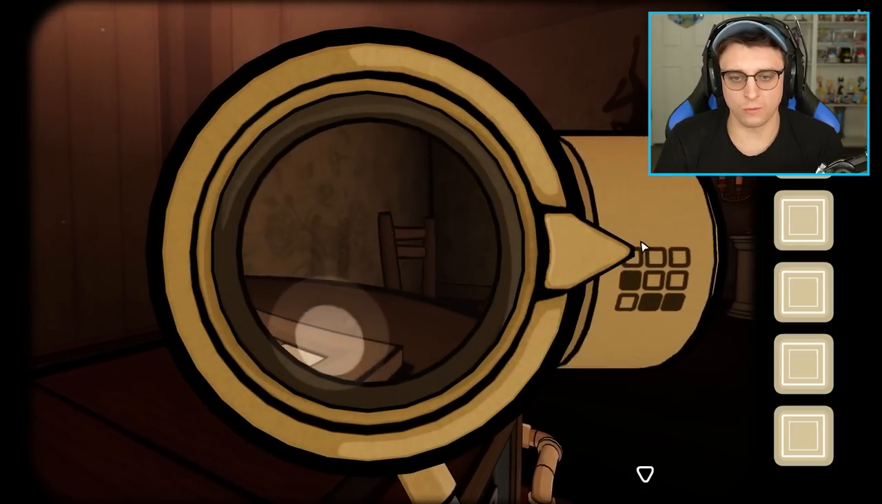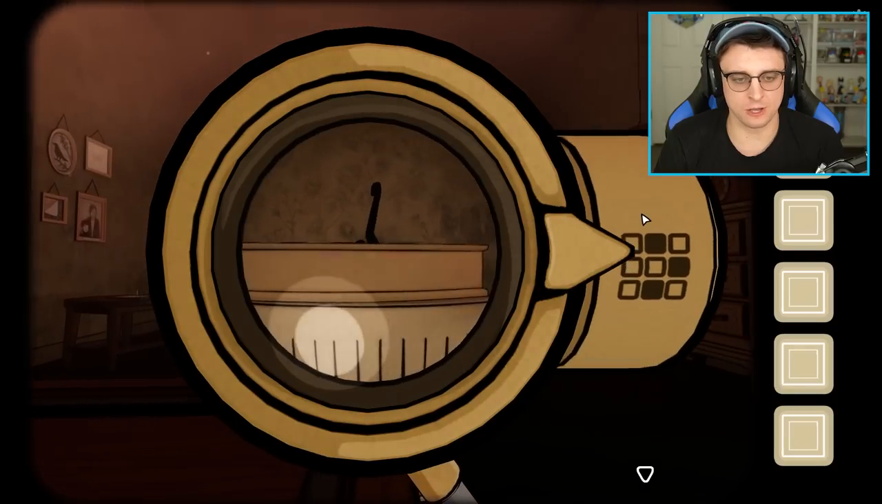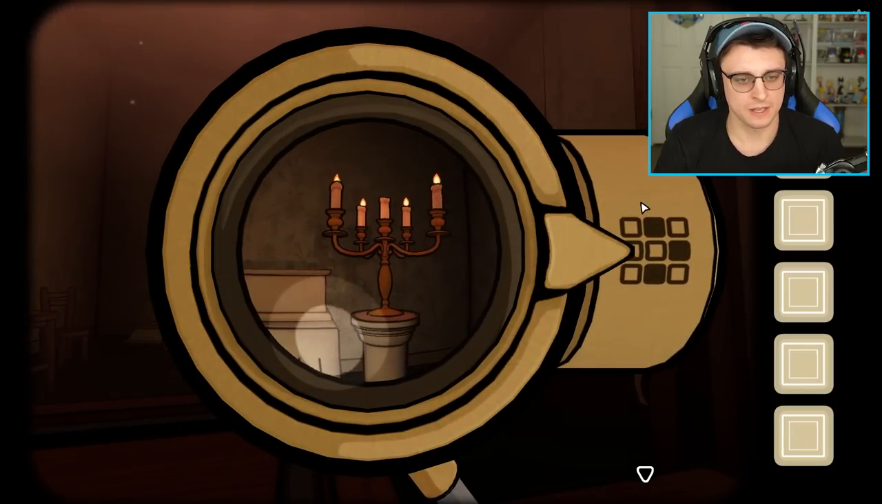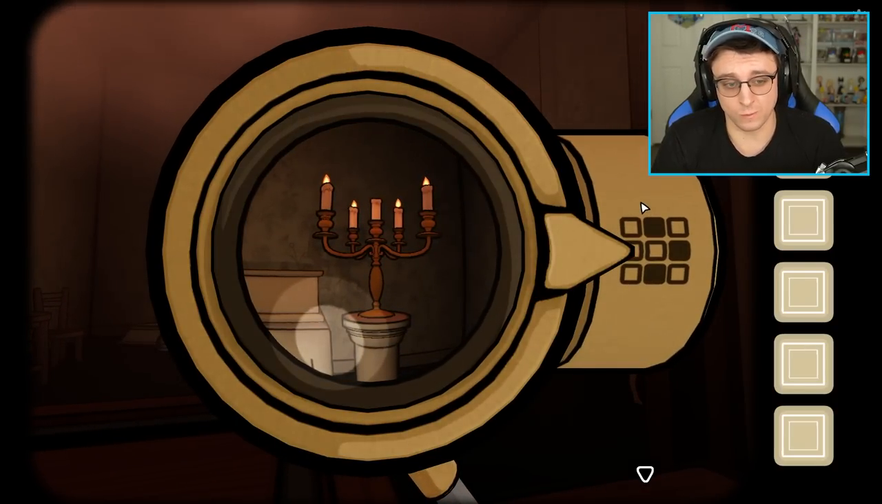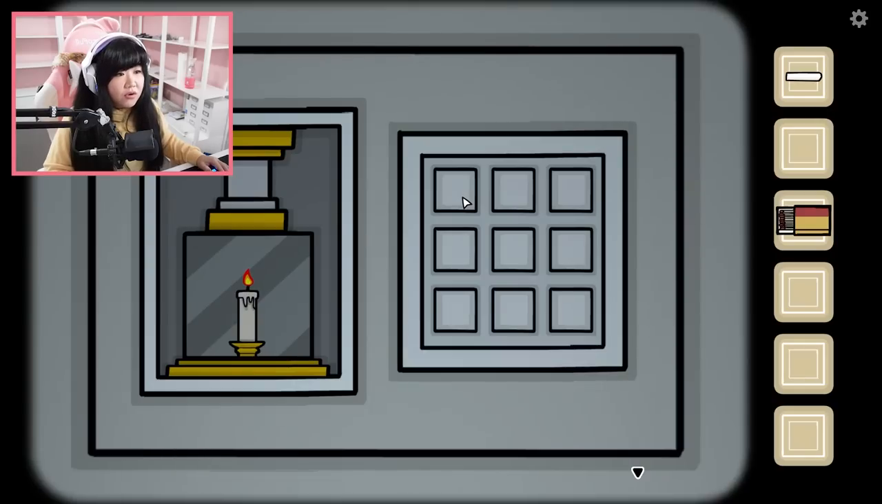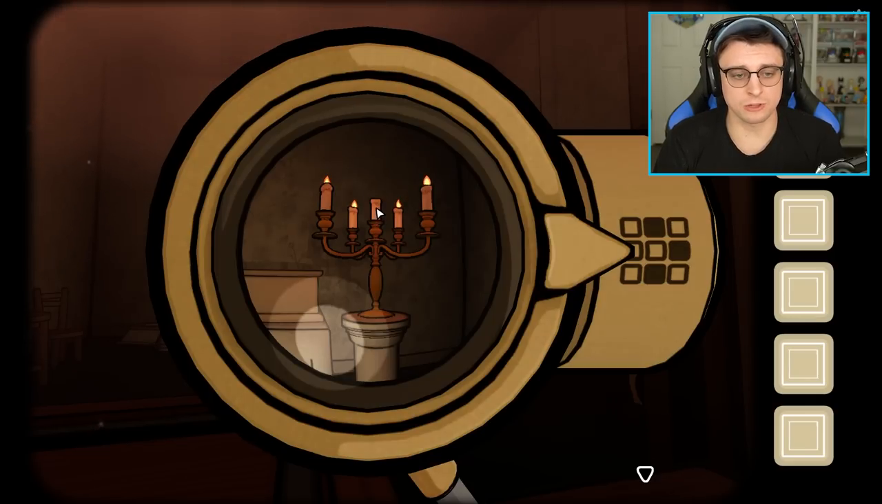Okay. When I flip, I have my telescope. I can aim it at different things, like a candle that has one flame not filled in. Oh, okay. So do you have a candle with a flame? When I look at the candle, I have a different tic-tac-toe puzzle. Answer. Yeah, maybe that one.